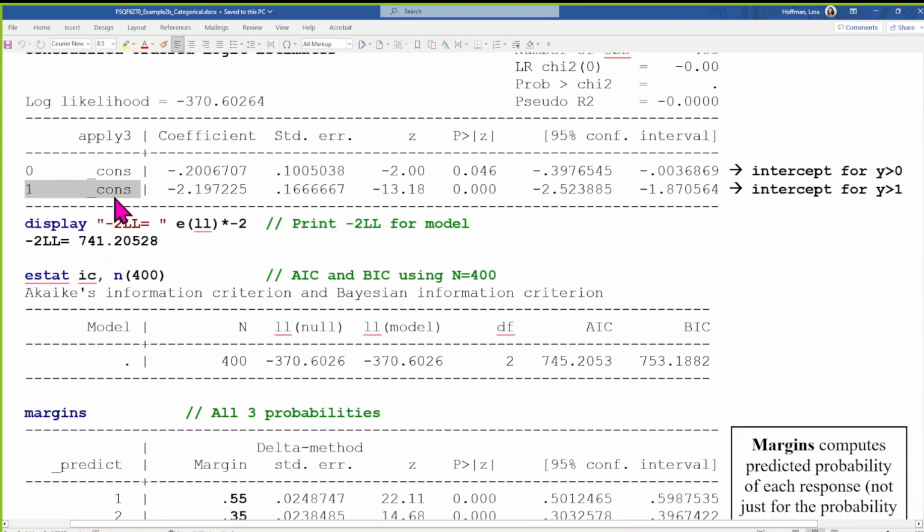They're both labeled underscore const, which is Stata for this is my intercept. The first coefficient is the minus 0.2. That corresponds to the intercept for y greater than 0. That's my first submodel. So this is the logit of the probability of answering 1 or 2 instead of 0. Lumped together, 1 or 2.